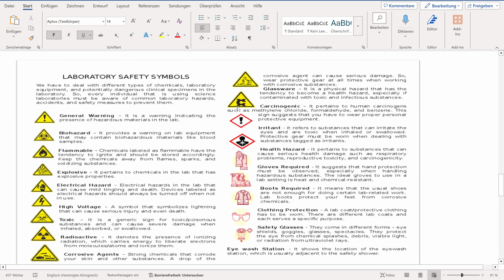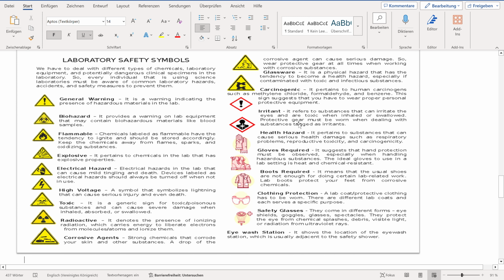Okay, then we have this safety symbol that I'm encircling right now. It shows the presence of carcinogens. Okay, it's carcinogenic. It pertains to human carcinogens such as methylene chloride, formaldehyde, and benzene. This sign suggests that you have to wear protective personal equipment.